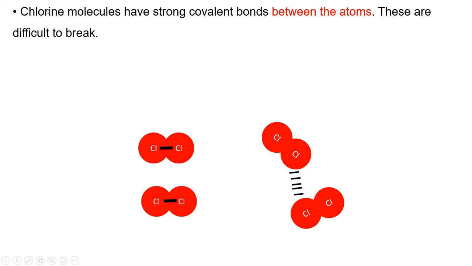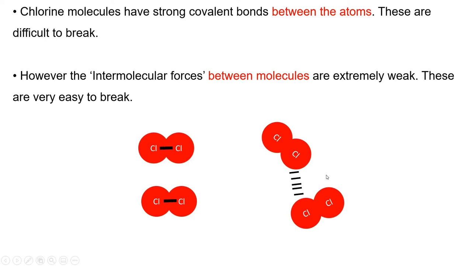So, between the actual atoms in chlorine, there are strong covalent bonds. If we look at this diagram on the left, I've drawn a line to show the strong covalent bond between the chlorine atoms. They're very difficult to break. They don't break very easily. And these are called intramolecular forces.